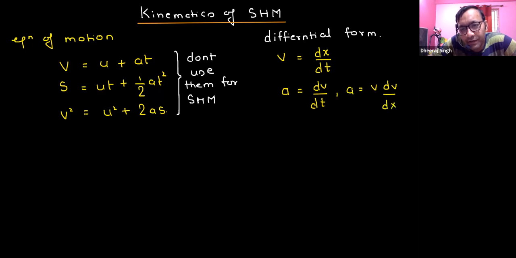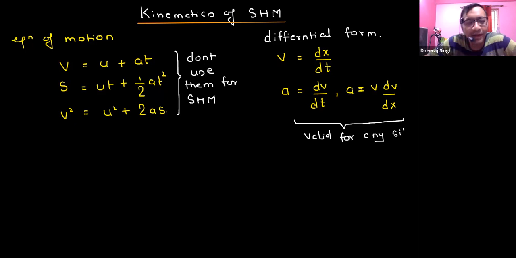All of these equations, are they valid for SHM or not? They are valid for any situation. I mean, this is the definition of velocity and acceleration. You can't say that velocity is not the rate of change of displacement. You can't say acceleration is not the rate of change of velocity. Because if that is not true, nothing is true in physics. That is the definition of it.